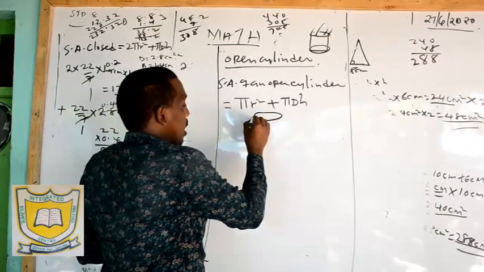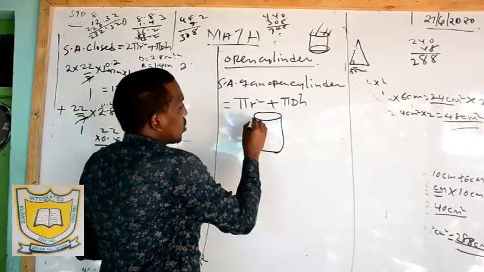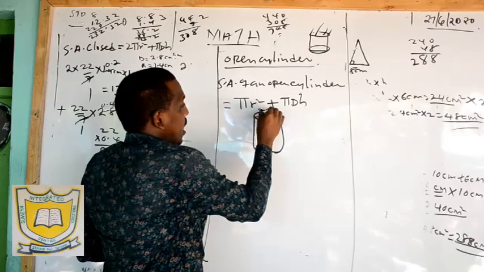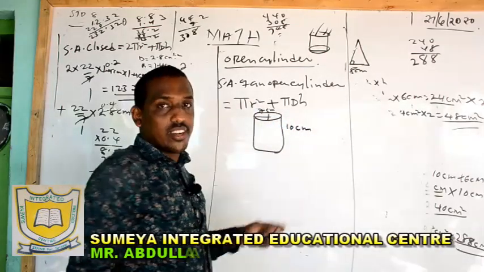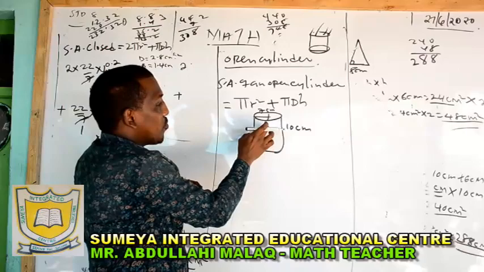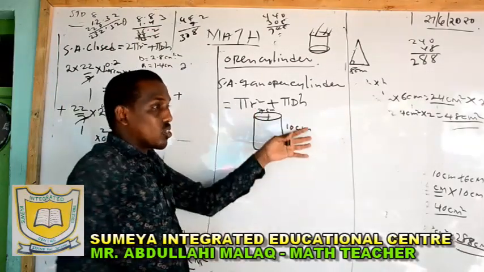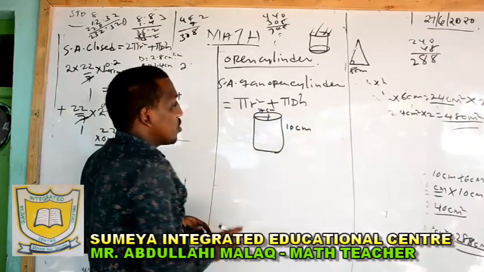Let us try to get this one now: 7 centimeter, then 10 centimeter. Let us get the difference now. With this one, we already did it when it was closed. Let us now find when it is open.